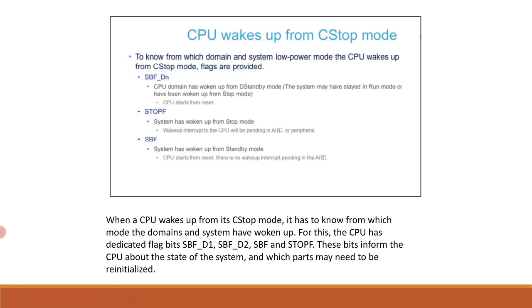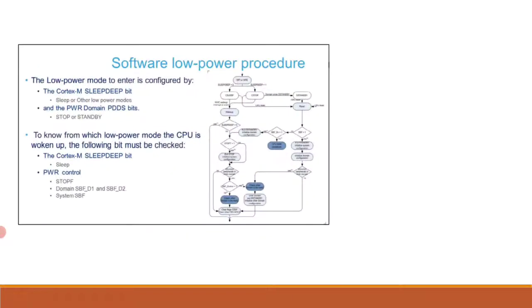The Cortex-M deep sleep bit allows selection of the CPU to enter C-sleep or C-stop modes. When the CPU enters C-stop mode, the power control PWR control bits PDDS_D1, D2 and D3 respectively select which state the domains may enter. The state of the domains also depends on the other CPU's subsystem configuration and operating modes and the wake-up source status.